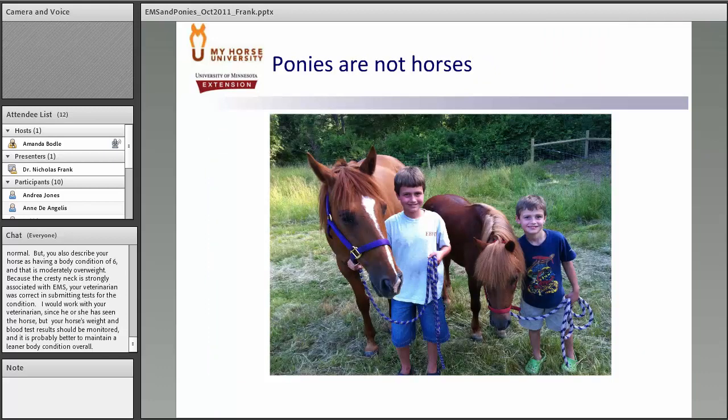So one interesting point that you always have to remember is that ponies are not horses. They differ. They have a difference in their genetics and a difference in their selection pressures as well. And we are showing you a picture here of the two animals that we have at home, not the two boys there, the horse and the pony. We have a quarter horse and a little Shetland pony, as you can see here. And clearly these animals have different requirements in terms of their diet and their metabolism.